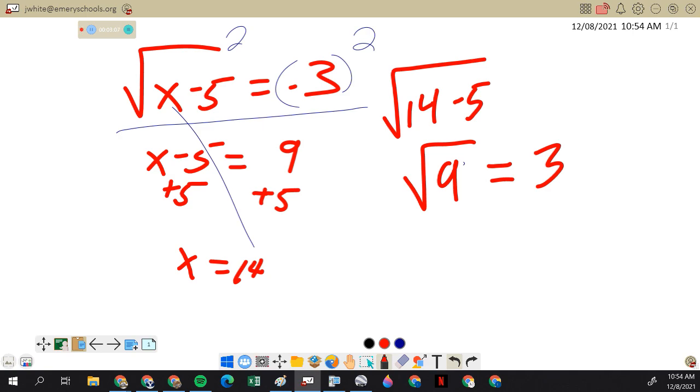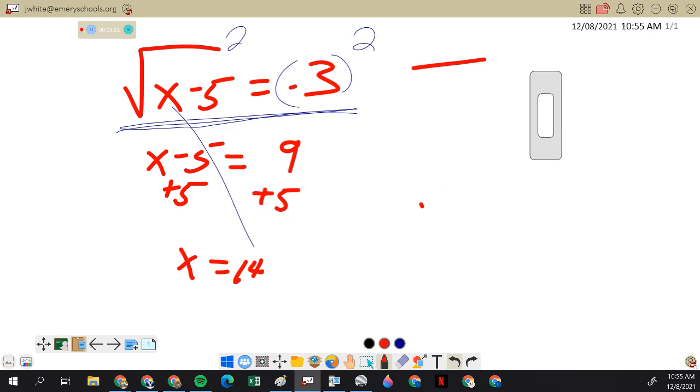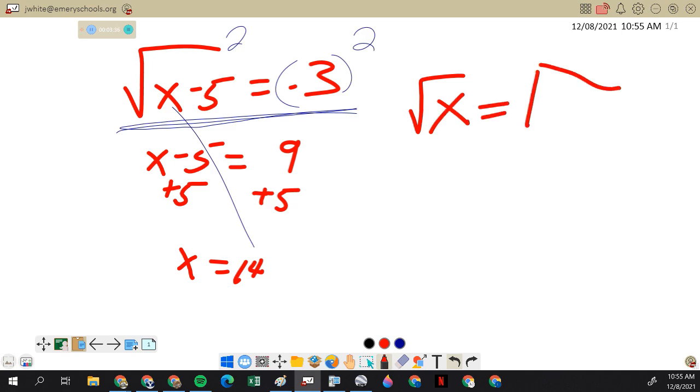Yeah, there's no number. In this case, something times itself cannot be negative unless you use i's, right? Okay, this is a little bit different. Okay, so let's take the square root of x and consider what are the possibilities.